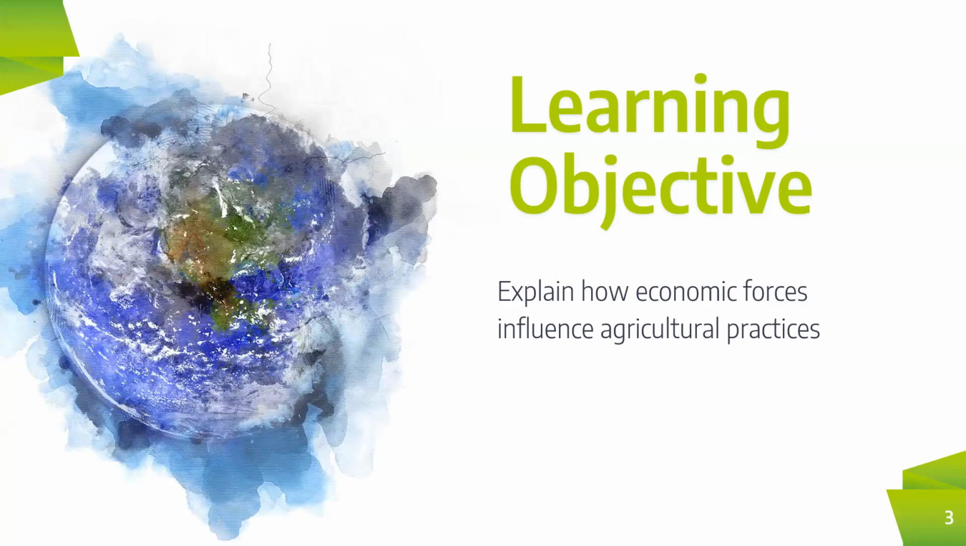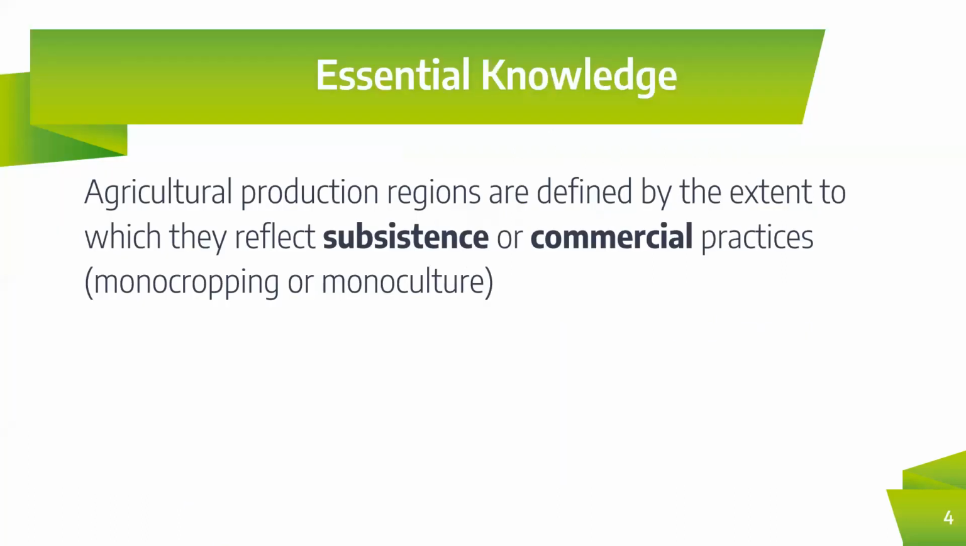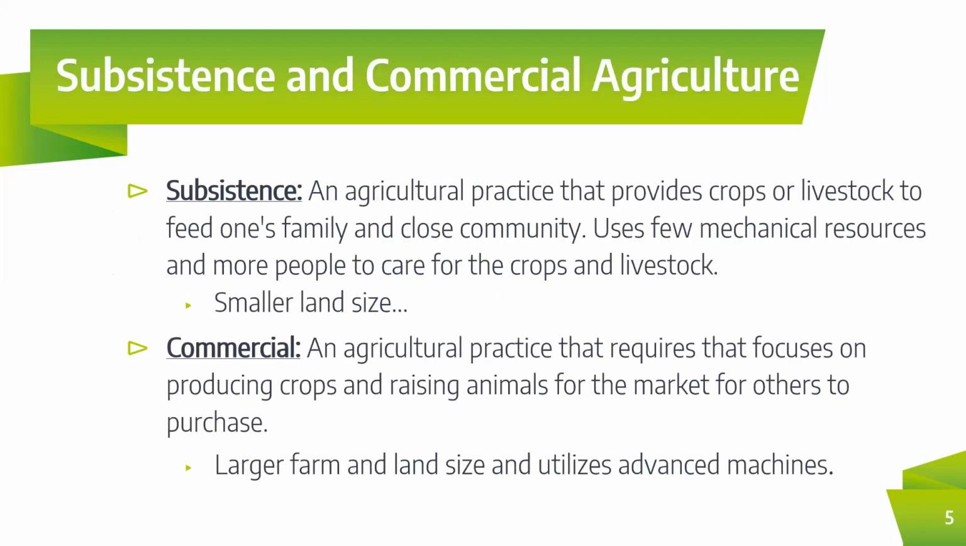So in other words, depending on where you live is going to determine whether or not you practice commercial or subsistence farming. And one theory that can help us explain this is the bid rent theory. But anyways, essential knowledge here: agricultural production regions are defined by the extent to which they reflect subsistence or commerce practices. Okay, so let's delineate the two here: subsistence and commercial agriculture.